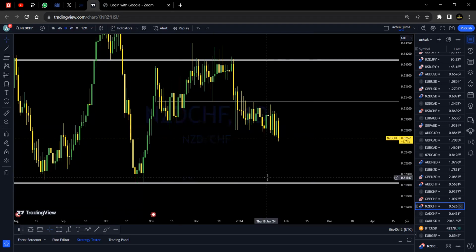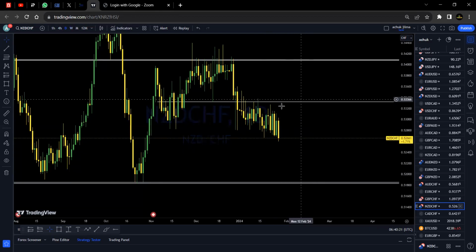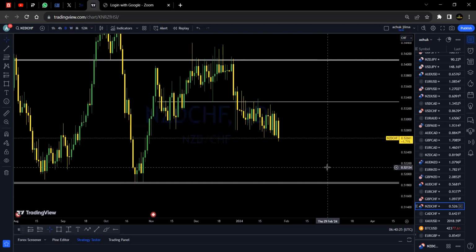So looking at that, this is a good support area where we can begin to look for buying opportunities when price reaches here. And now we have a resistance here. Possibly if price pulls back to this and doesn't break it, that's when we can look for selling opportunities.